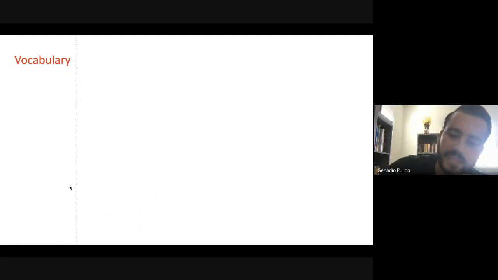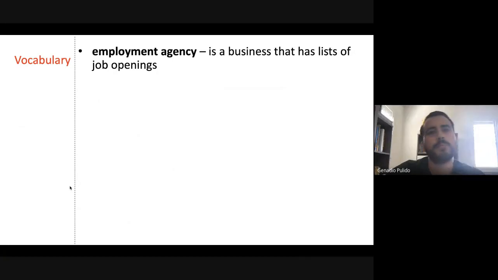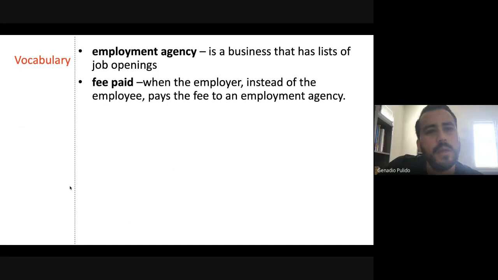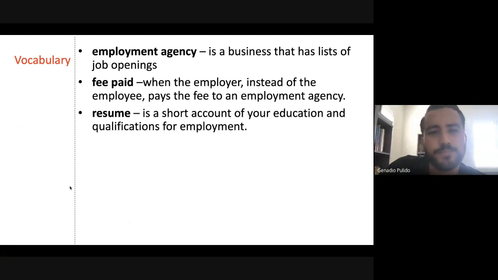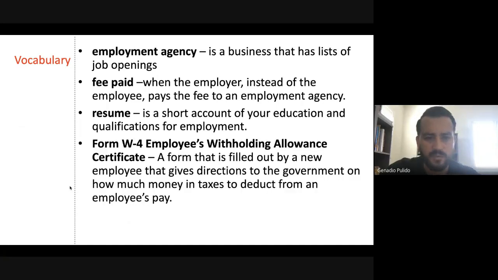Some vocabulary that's going to be important for this unit. Employment agency is a business that has lists of job openings. Fee paid is when the employer, instead of the employee, pays the fee to an employment agency. A resume is a short account of your education and qualifications for employment. A Form W-4 employee withholding allowance certificate is a form that is filled out by a new employee that gives directions to the government on how much money and taxes to deduct from an employee's pay.